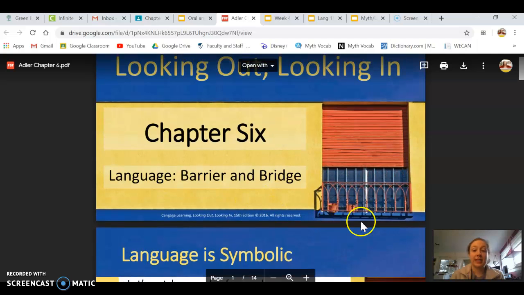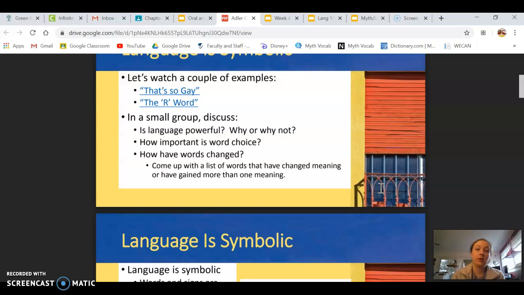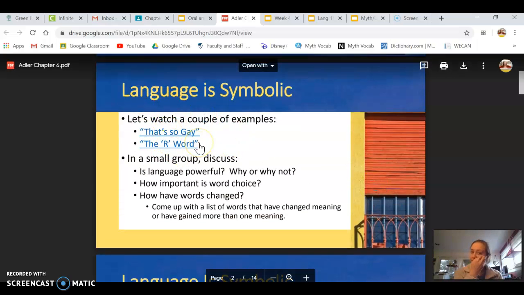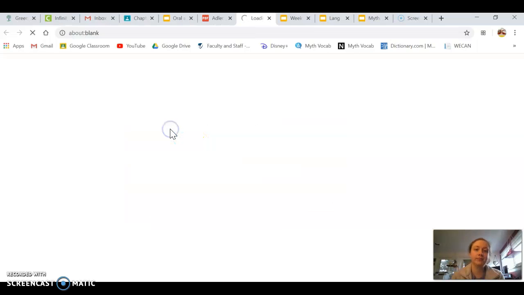So, Chapter 6 was Language, Barriers, and Bridges. There's a couple examples right here that really show how language is symbolic. I'm just going to pick this one.